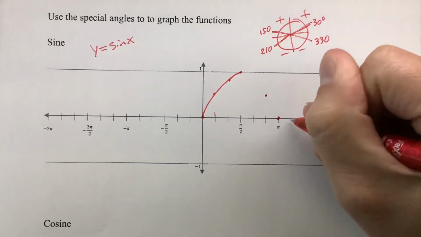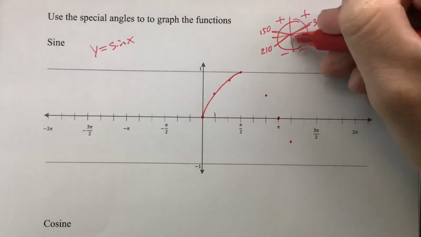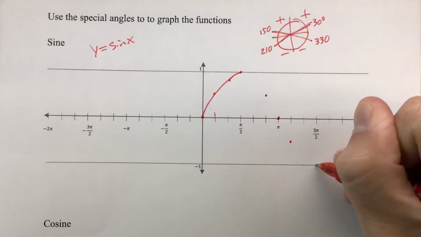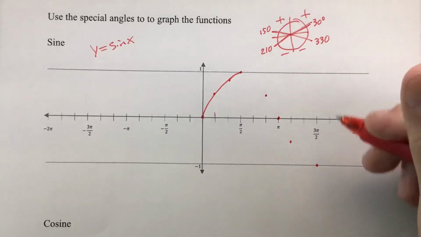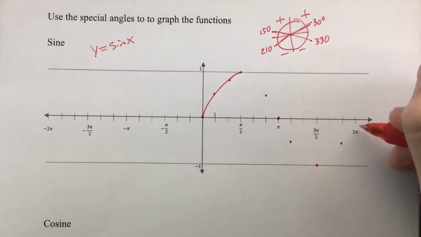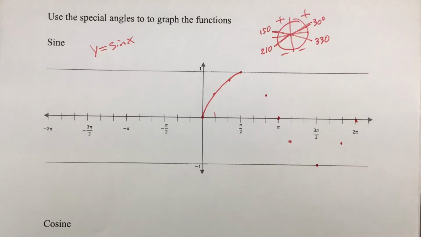210, 30 degrees over, you're gonna be at -0.5. At 270, right between the two negatives, that actually gives you -1. And at 330, which will be way over here, that'll be at a -0.5. And then at 2 pi, that's the same thing as 0. That's gonna be here.